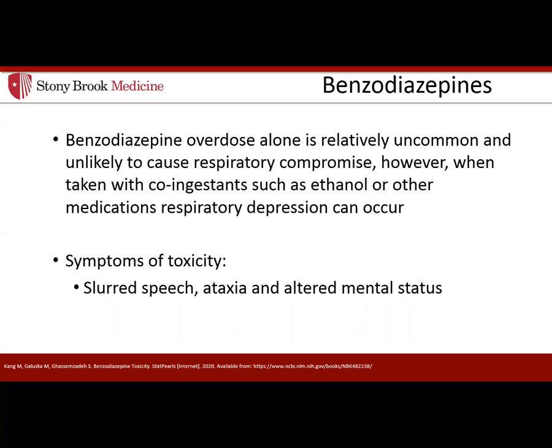Benzodiazepine overdose alone is relatively unlikely to cause respiratory compromise. However, when it's taken with co-ingestants such as ethanol or other medications, respiratory depression can occur. Some symptoms of benzodiazepine overdose include slurred speech, ataxia, and altered mental status.